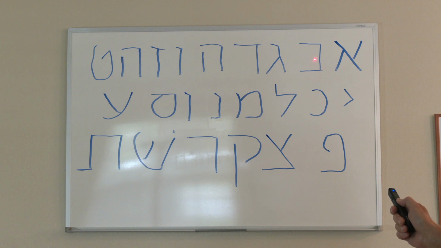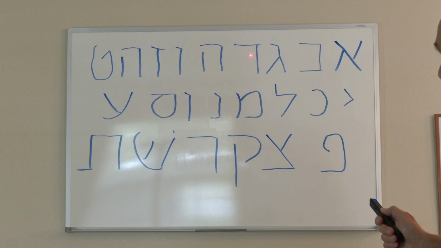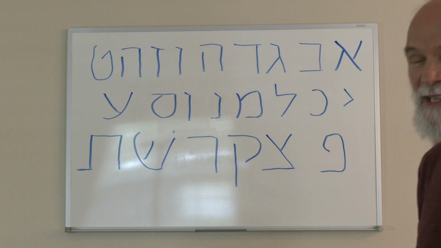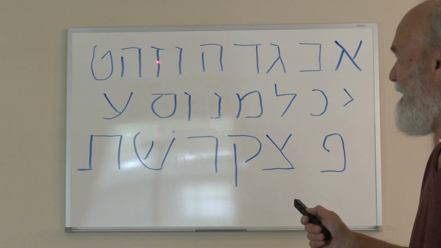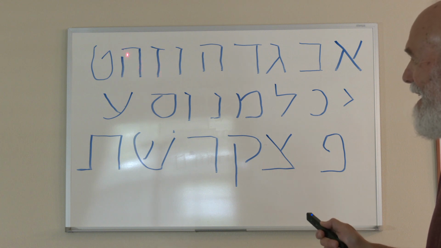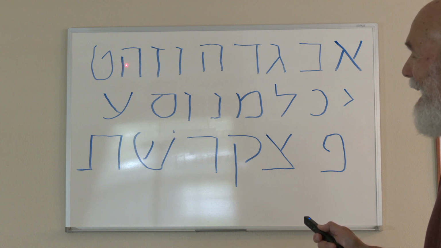Bet. Gimel. Dalet. Hey. Vav. You say it with me. As I say it, you say it, okay? This is a Zayin. And a, that should be a het.